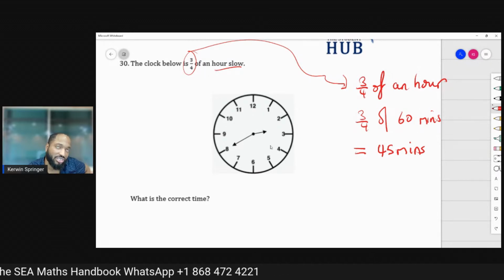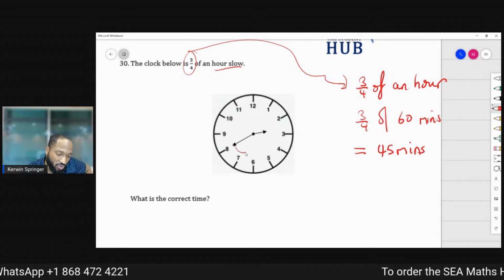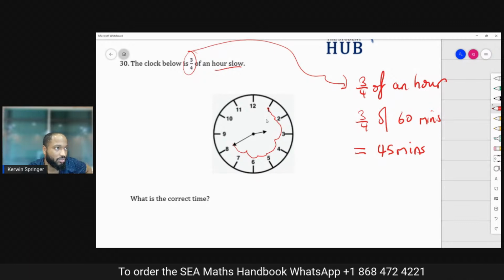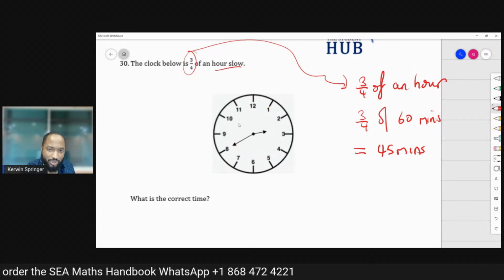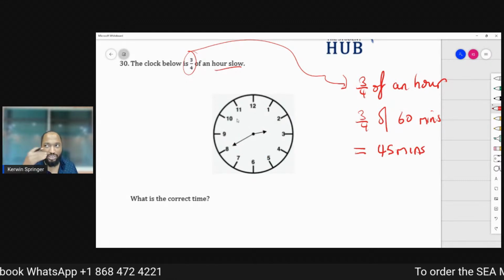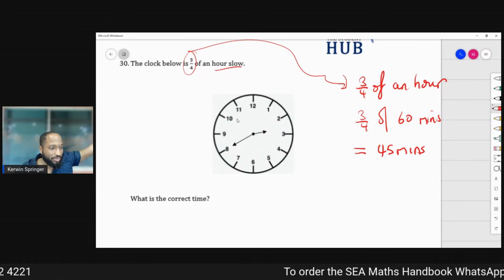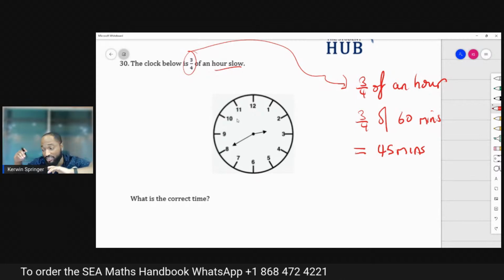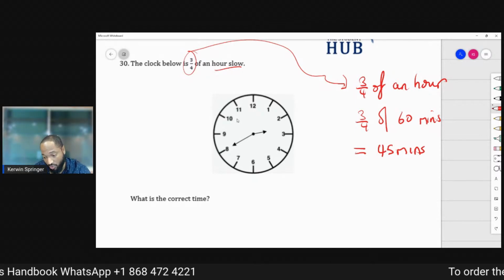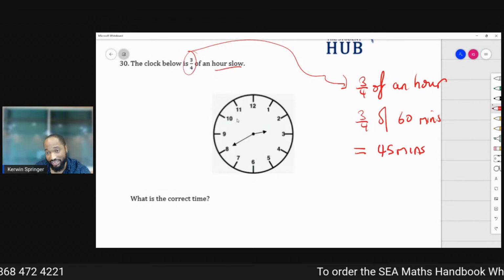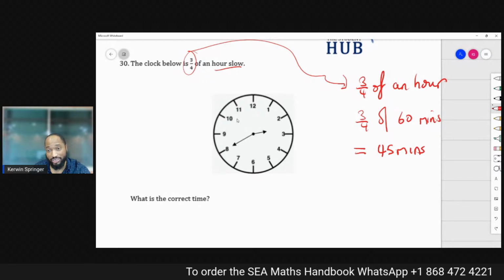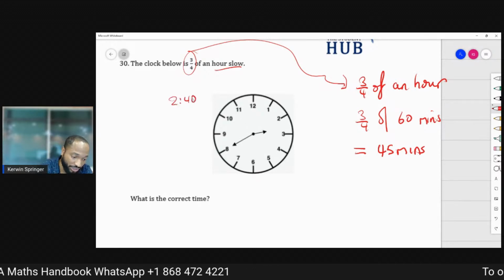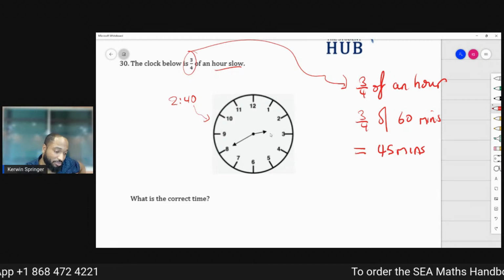So this clock is slow. When you hear slow, you think, well, I need to go back. No, you need to push the clock forward because it's slow. If something is slow, it's behind where it's supposed to be. If the clock is slow, the time that it's telling is behind the real time. So right now it's telling a time 20 minutes to 3, or another way to say it, 40 minutes past 2. The time on that clock right now is 2:40. But I need to push it up 45 minutes.